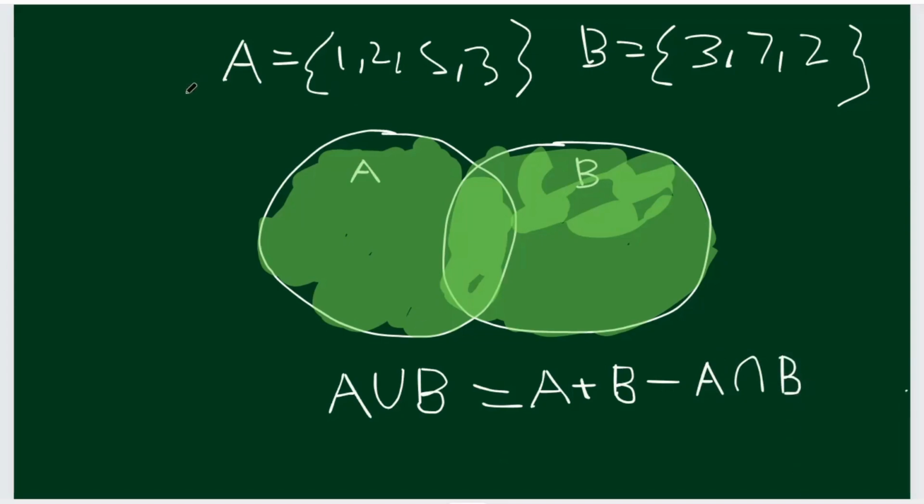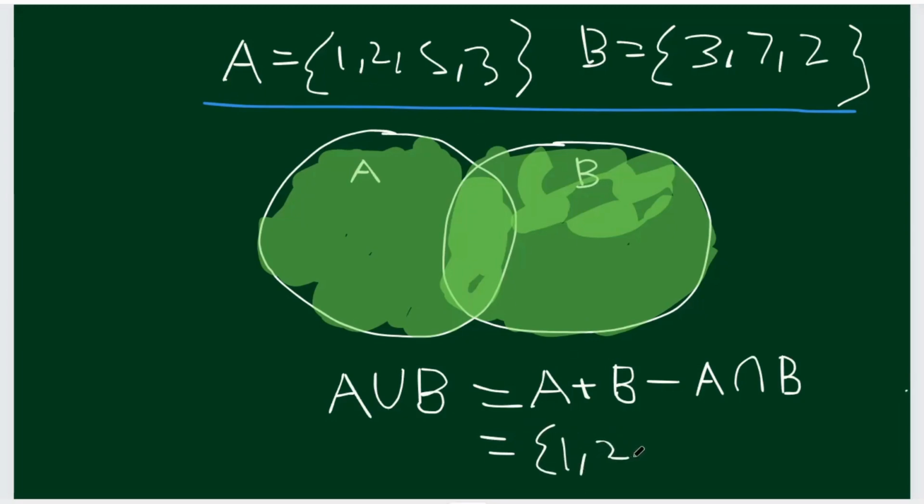And in this case, with this example above, A union B would be equal to, you would see that you would write 1, 2, 3, 5, and 7. Now notice we didn't write 1, 2, 2, 3, 3, 5, 7. Why? It's because we only count the intersection once.